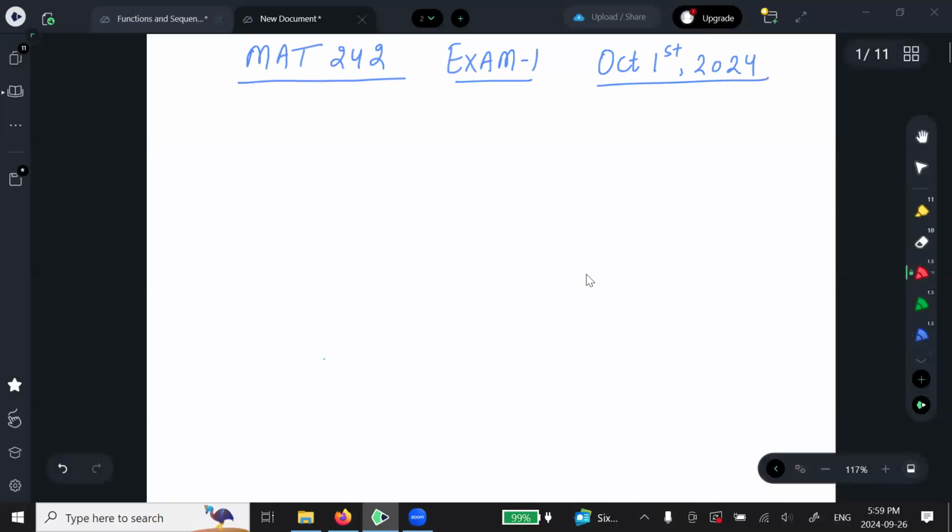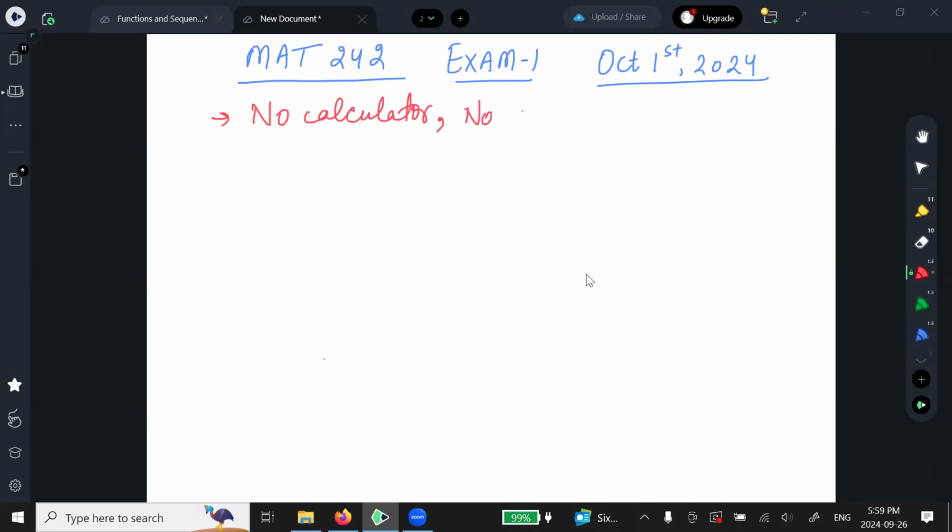Exam 1 will be no calculator, but you really won't need any. No cheat sheet. Okay. So let's begin with chapter 1 first. Let's make sure we understand all concepts and what you can expect. You will have 50 minutes during lecture time, so it will not be too long. It will be 6 or 7 problems, not that bad.